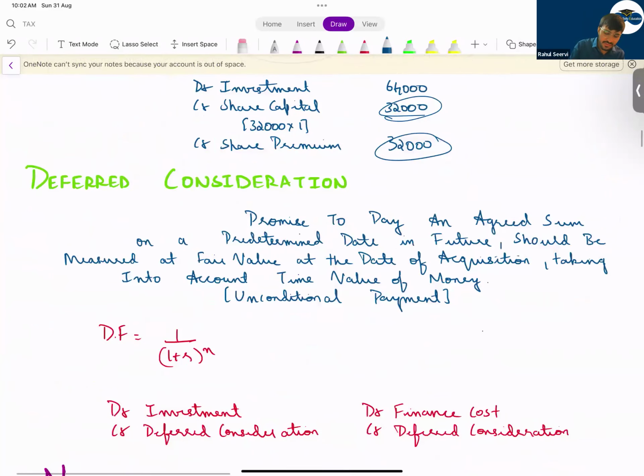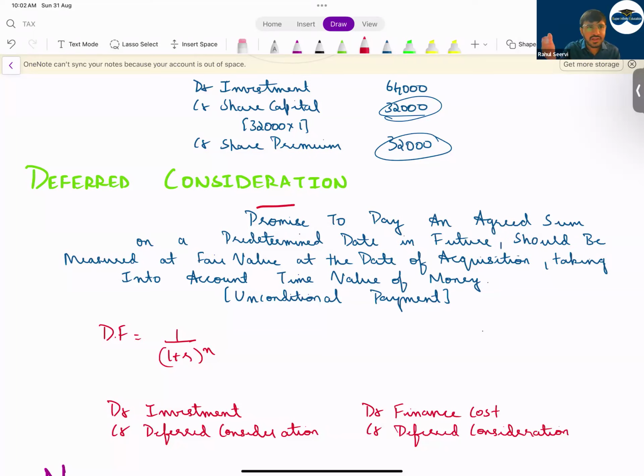Then deferred consideration. What does deferred consideration mean? Reliance is saying to Jio that in future we will pay you, because today the amount is not there. But the amount will be fixed today only. The date which is decided to pay will be in the future, but we know that we will pay.